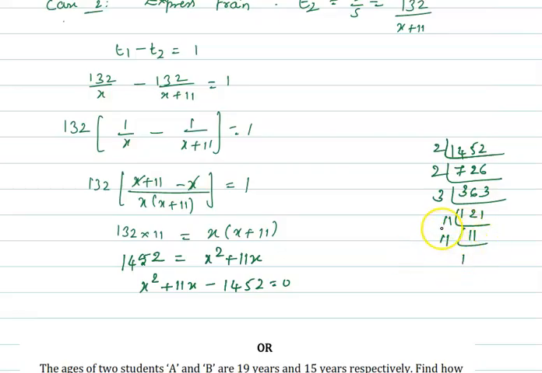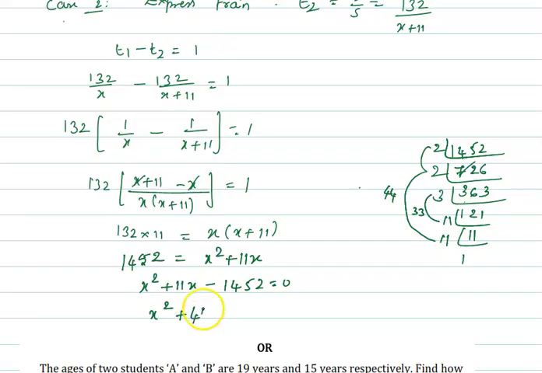Now group this, you can group in any way. The product will be equal to 1452. You just have to split these prime factors into two groups in such a way that the difference is equal to 11. So for that, I will take 2 into 2 and multiply with 11, and I will multiply 3 into 11. Therefore 44 and 33 will become the factors.